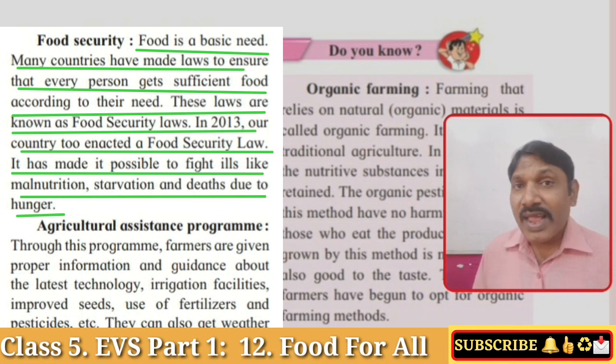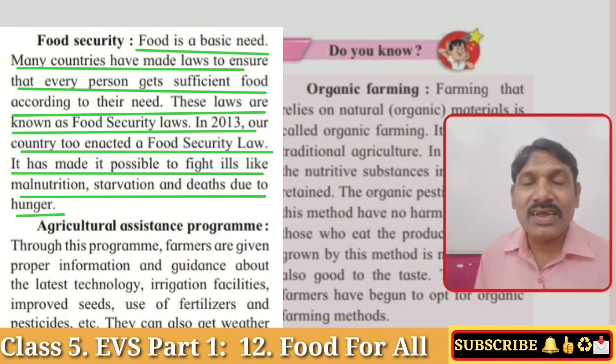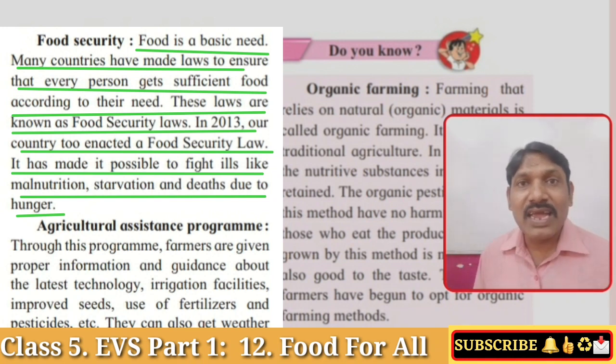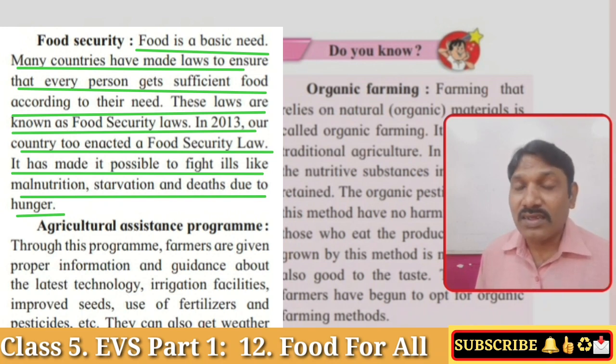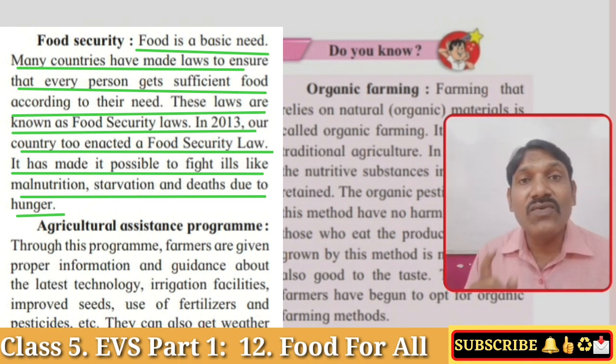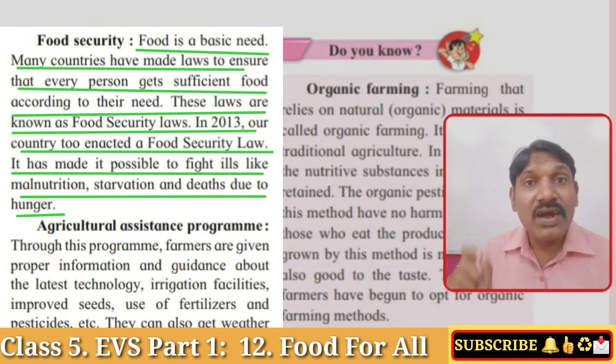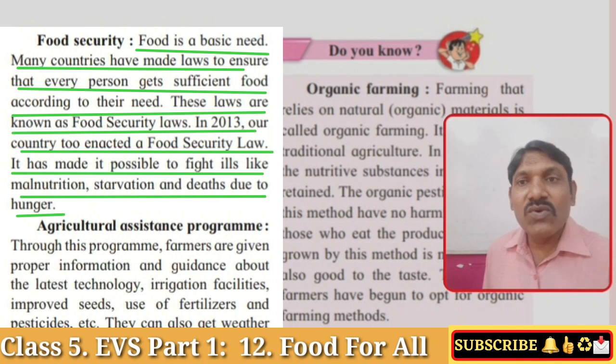Okay, yes student, in 2013 our country also enacted the food security law to ensure that each person in the country should get sufficient food, and we can fight back ills like malnutrition, starvation, and death due to hunger. Yes student, such kind of problems we do find in India, and if you want to fight back against such ills, then we need to secure the food, and it is possible if we make a food security law. Okay student, have you understood? Very good. Now let's move forward.